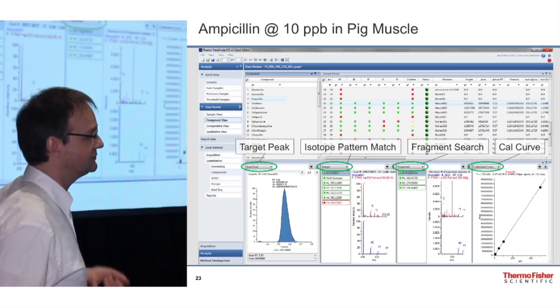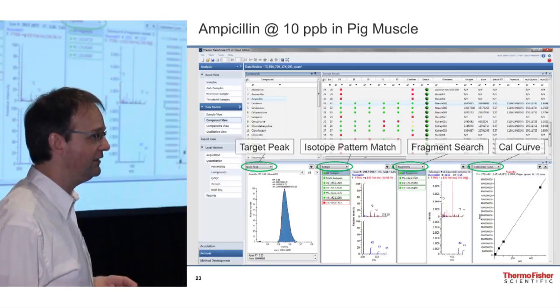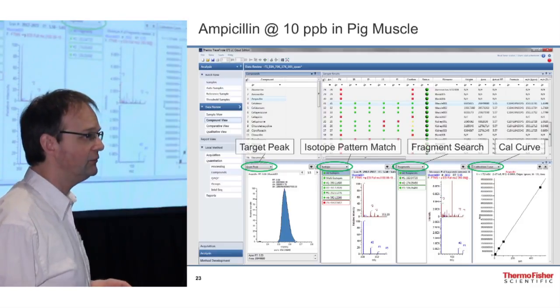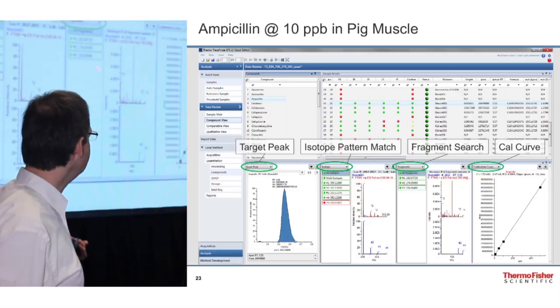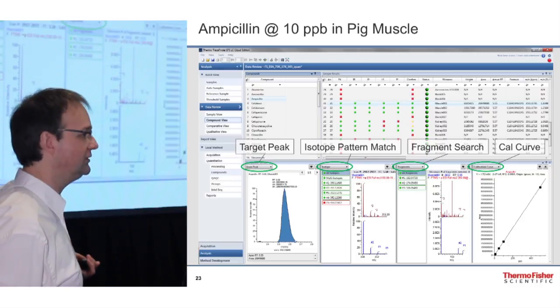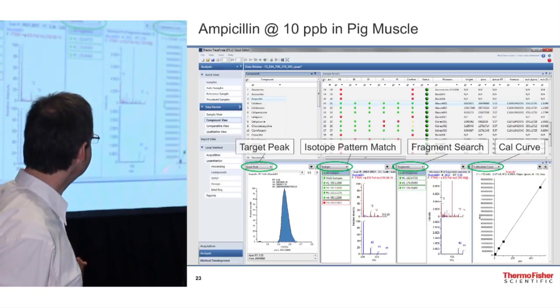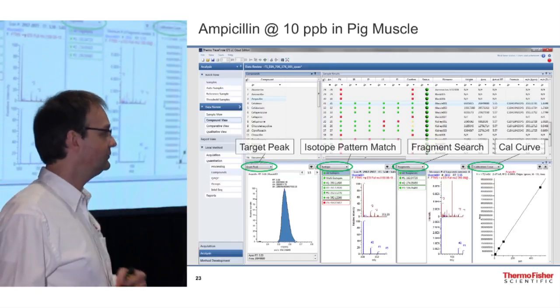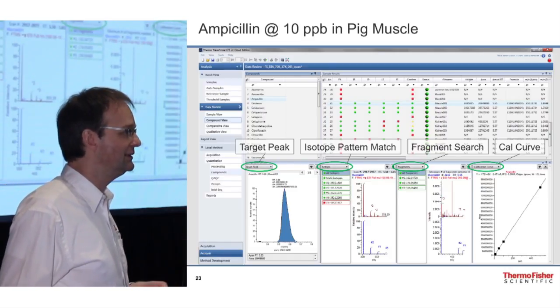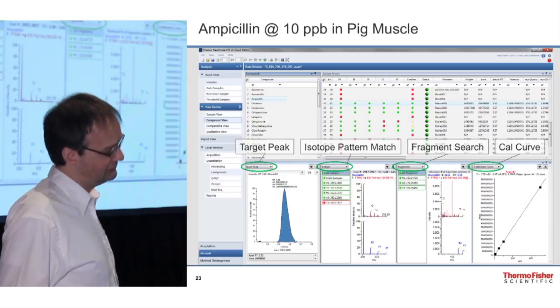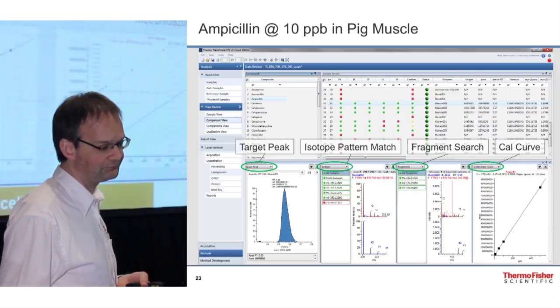We can look for fragments. The library contains up to 5 fragments per component, which comes with the software, so you have the fragment information. You just need to click it on and it will do it for you. And of course, we have the calibration curve, so linearity is given. So this is a check mark. This component is detected and confirmed. Go for it, report it.